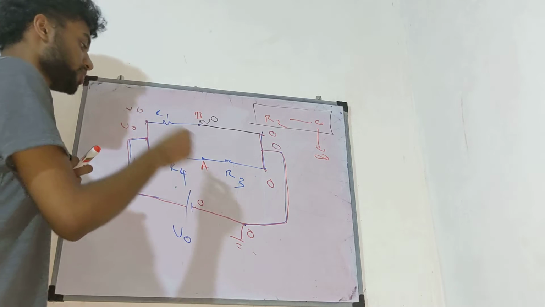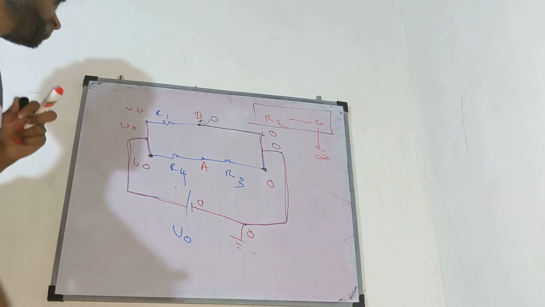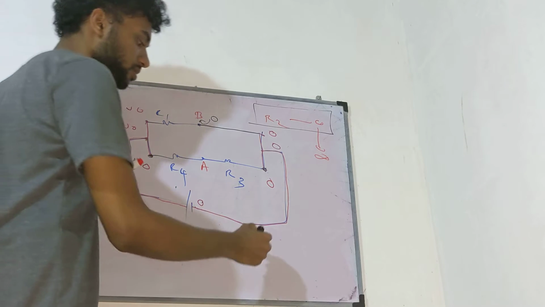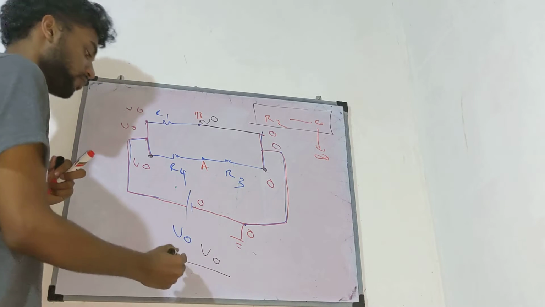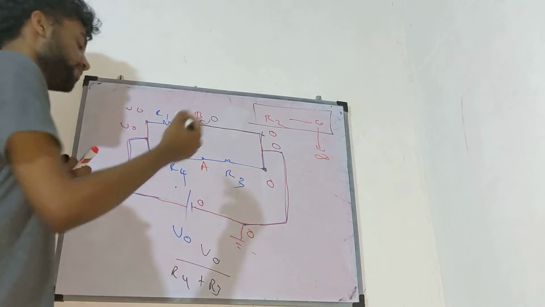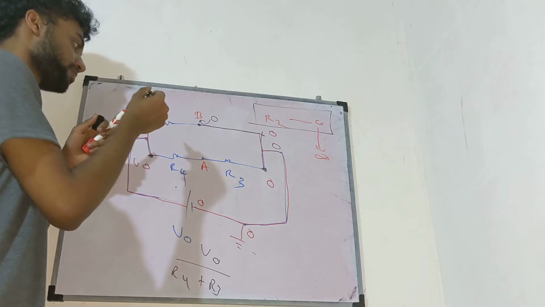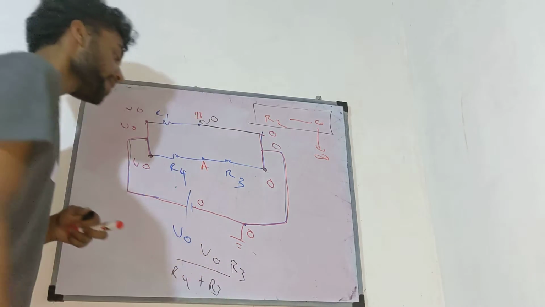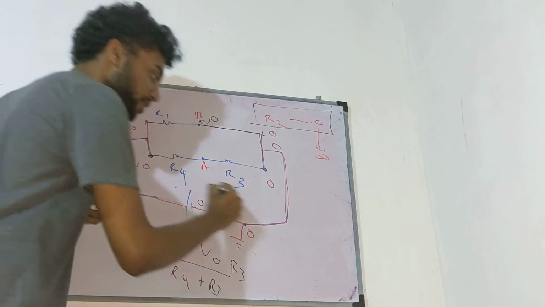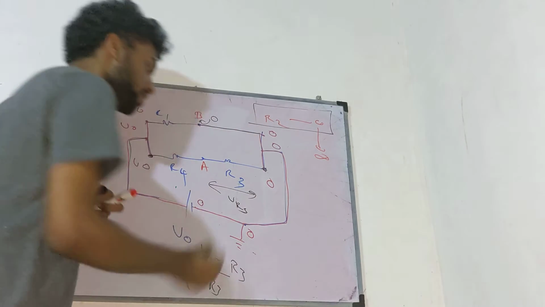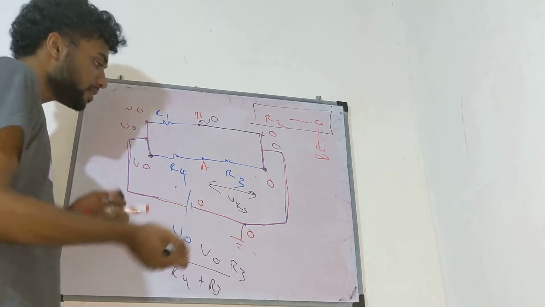But what's the potential at A? We have V0 here, and we have 0 here. Remember, at the very beginning I taught you in the first video. So I have V0 across R4 plus R3. Then how much is there across R3? Why am I getting the potential difference across R3? Because the potential difference across R3 is the potential at A itself.